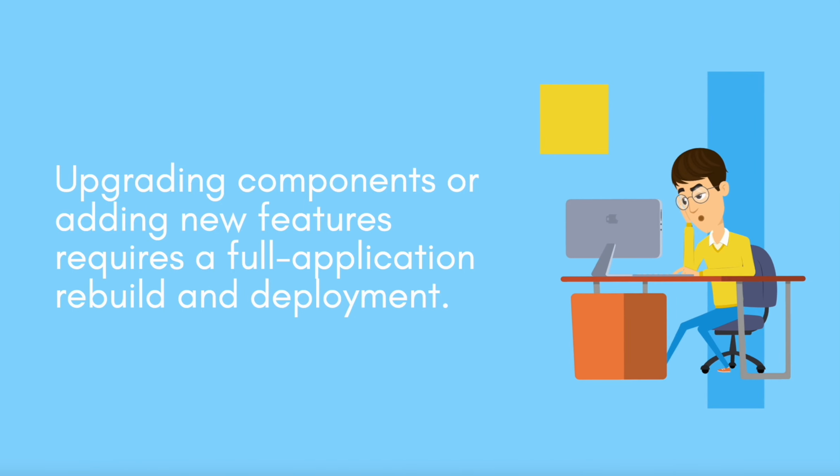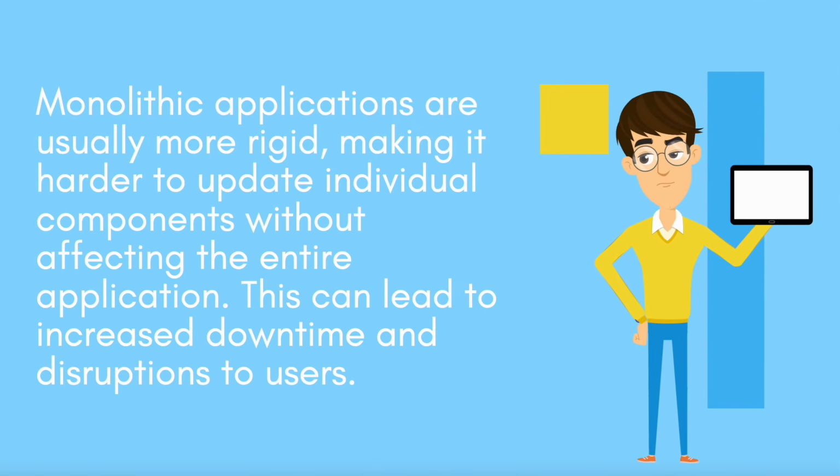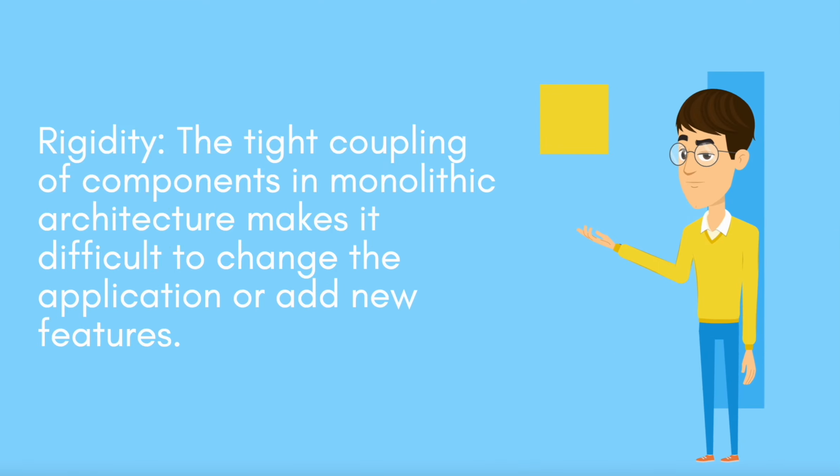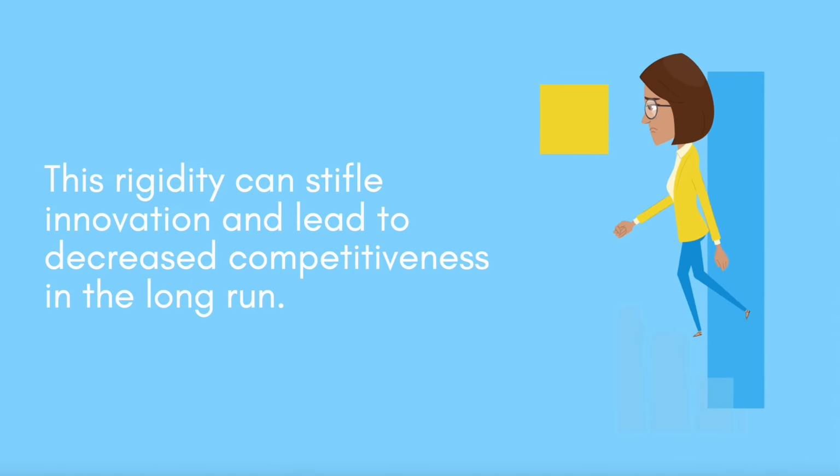Upgrading components or adding new features requires a full application rebuild and deployment. Monolithic applications are usually more rigid, making it harder to update individual components without affecting the entire application. This can lead to increased downtime and disruptions to users. Rigidity. The tight coupling of components in monolithic architecture makes it difficult to change the application or add new features. This rigidity can stifle innovation and lead to decreased competitiveness in the long run.